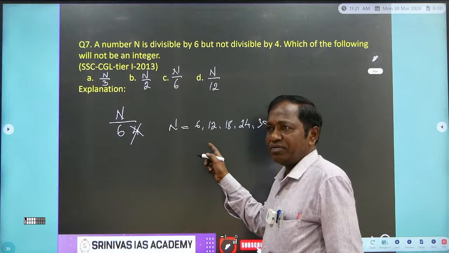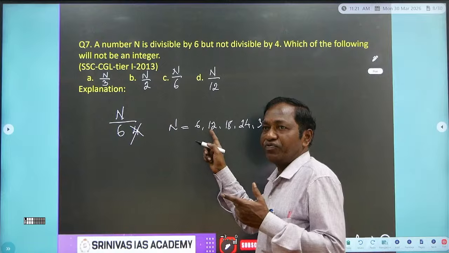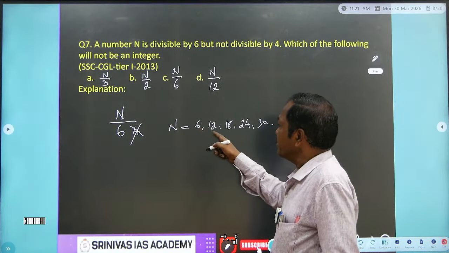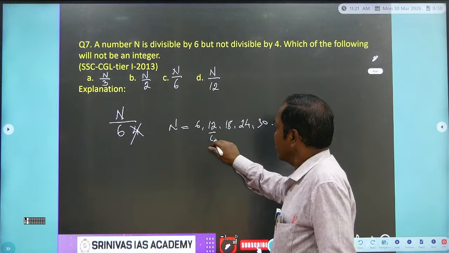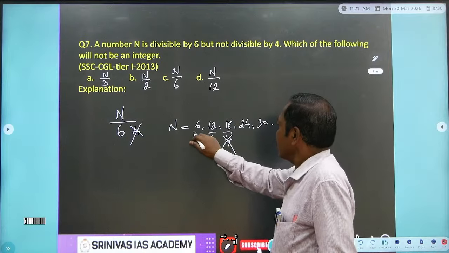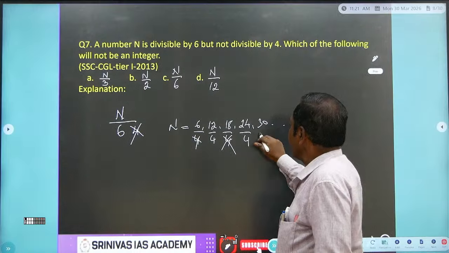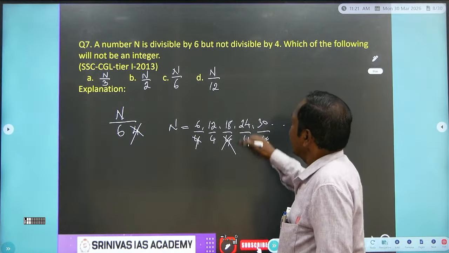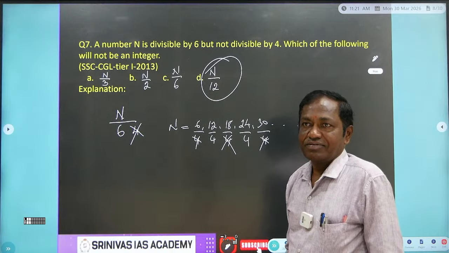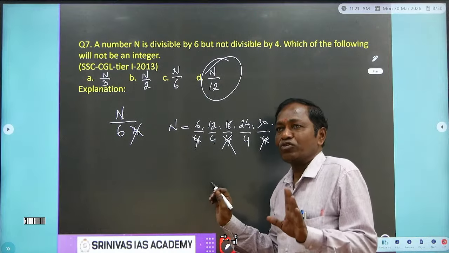All these numbers are multiples of 6, so they are divisible by 6, but should not be divisible by 4. This is divisible by 4. This is not divisible by 4. Okay. And this is divisible by 4. This is not divisible by 4. Then N by 12 is the right option. Yes, sir. Your answer is right. But the only thing is I am asking the logic.